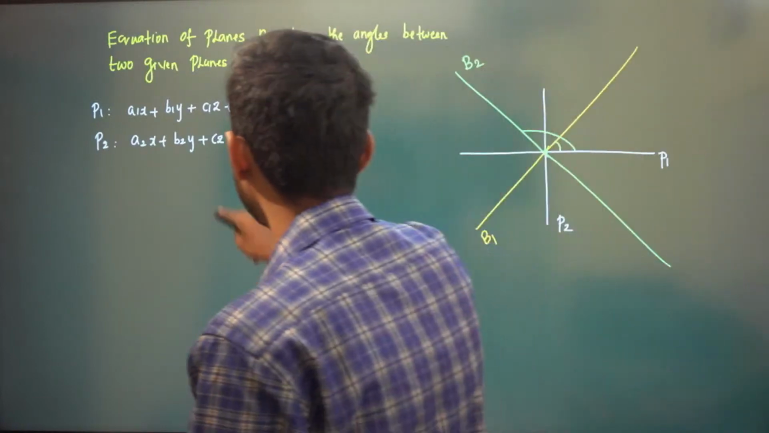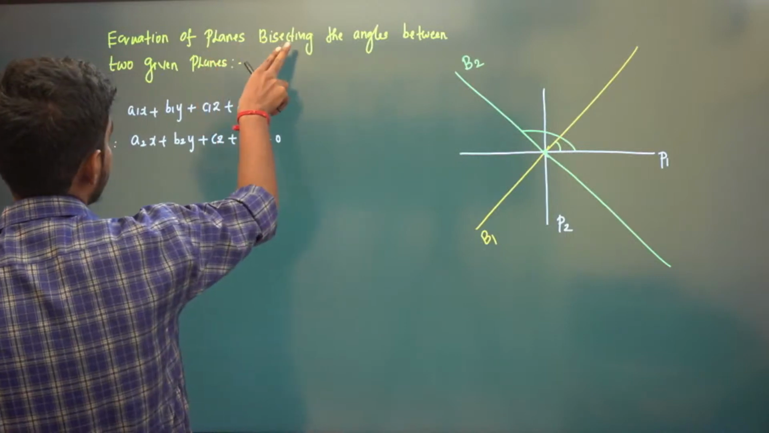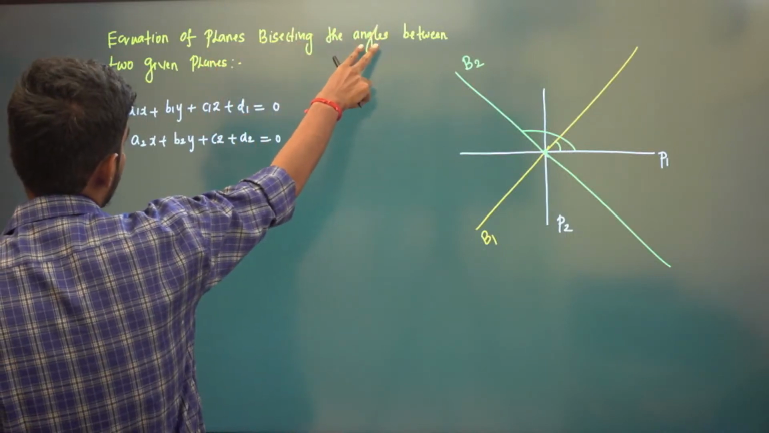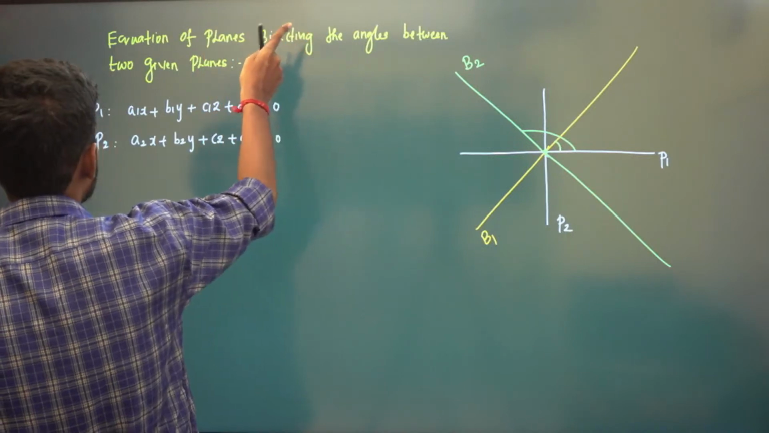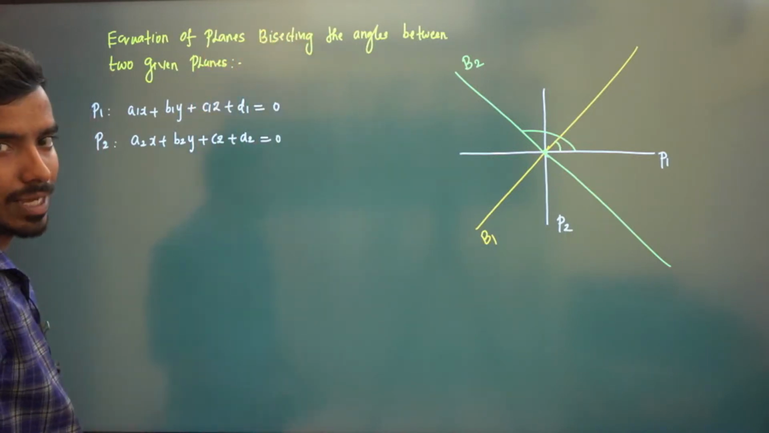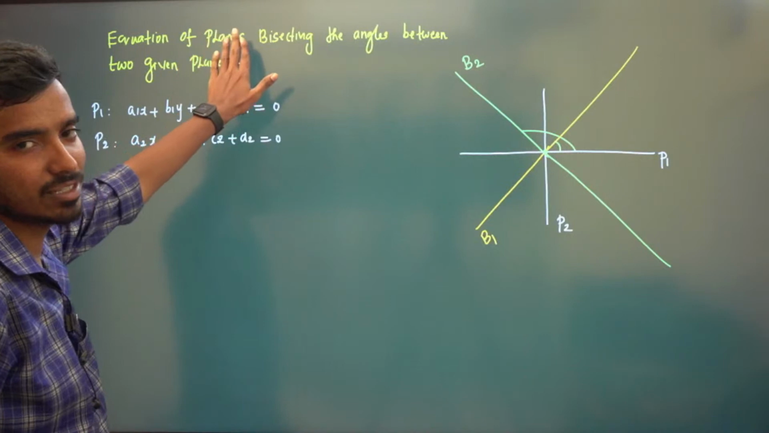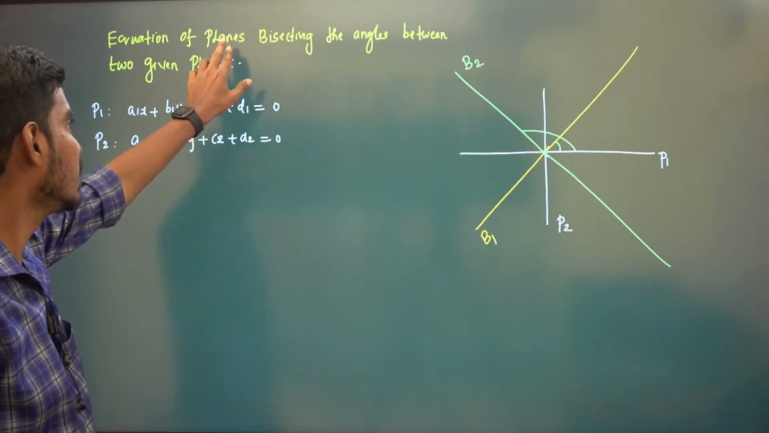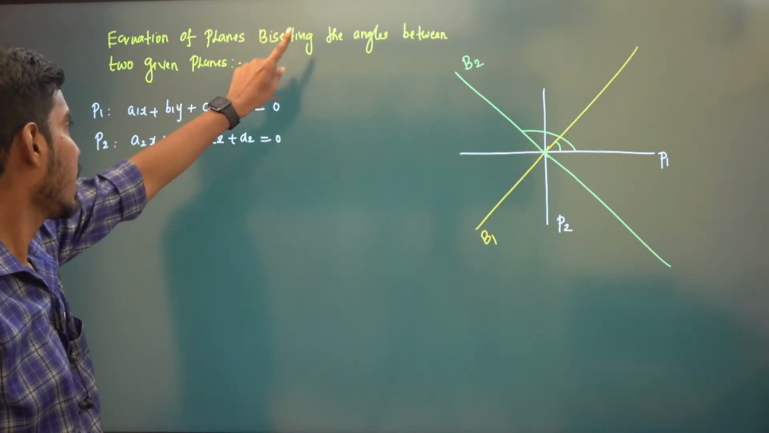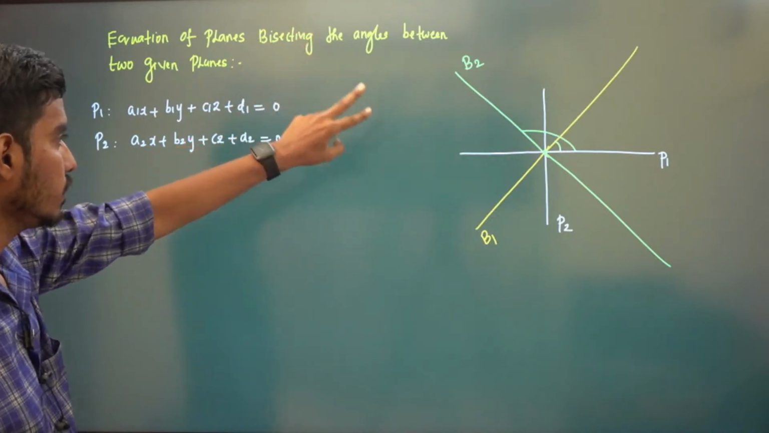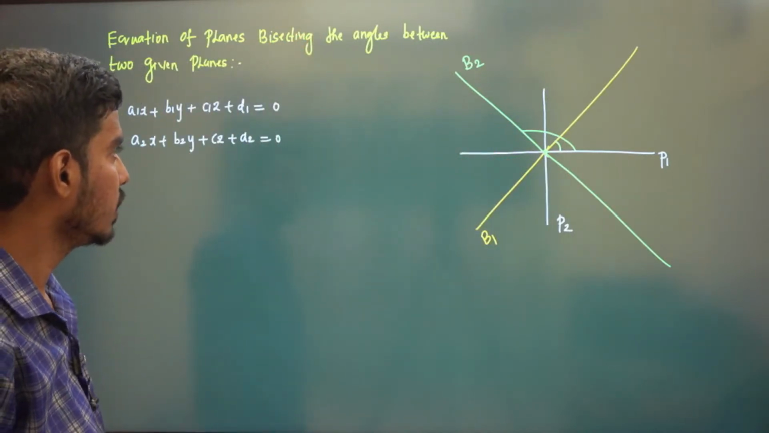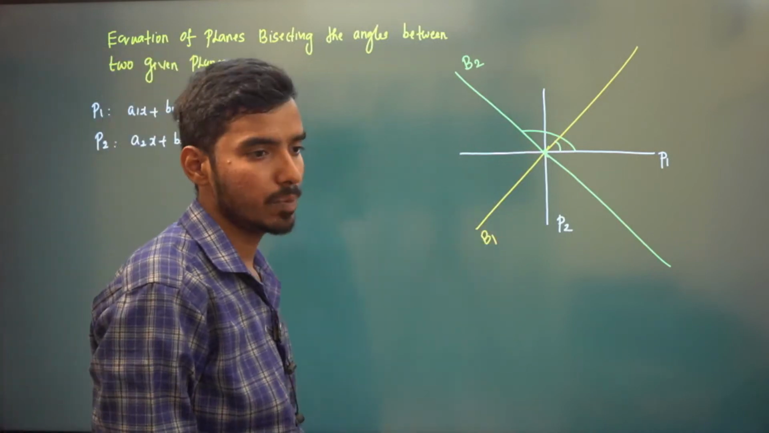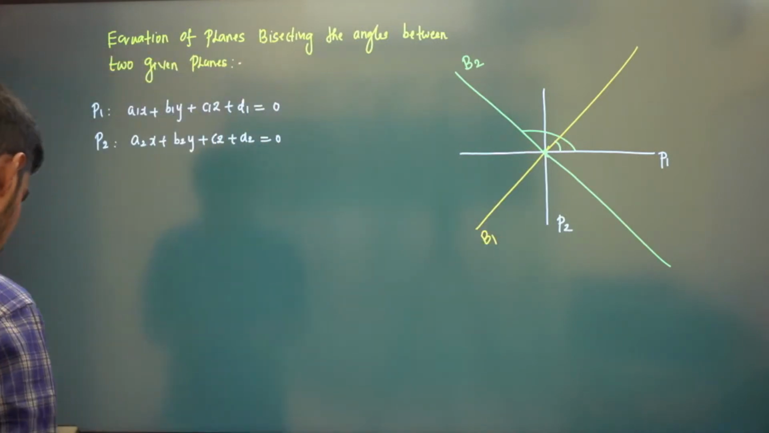That is why the equation of planes bisecting the angles: because there are two angles, acute and obtuse, there are two planes, B1 and B2, between two given planes. You just have to understand this grammatically, then it will be easy to follow from the mathematics point of view. Planes means there should be two, angles means there should be two. So we will have an acute angle and an obtuse angle, so we will have two planes. Now what is the equation of B1 and B2?